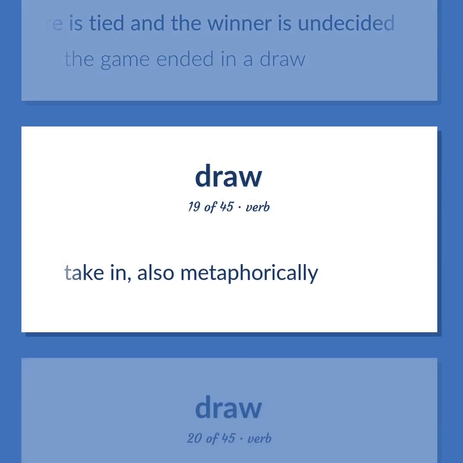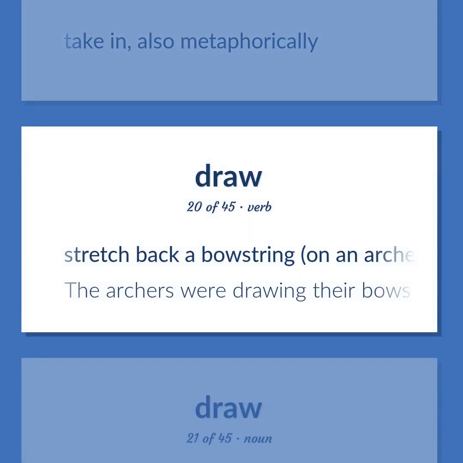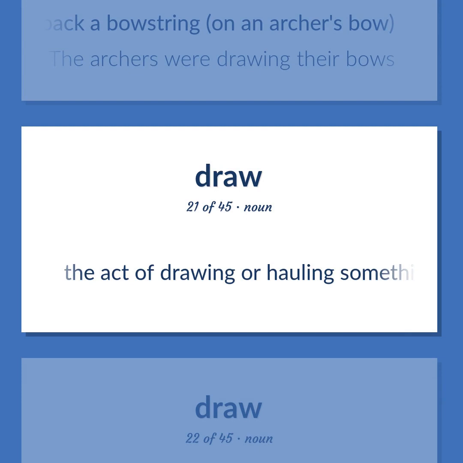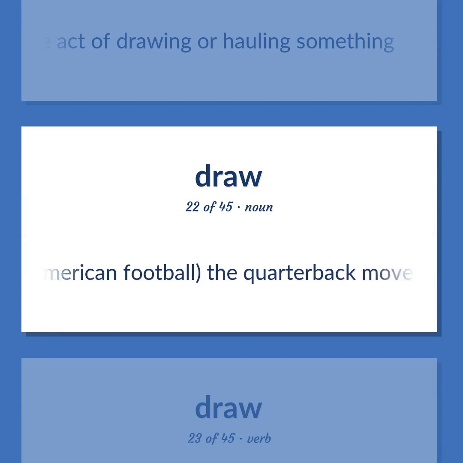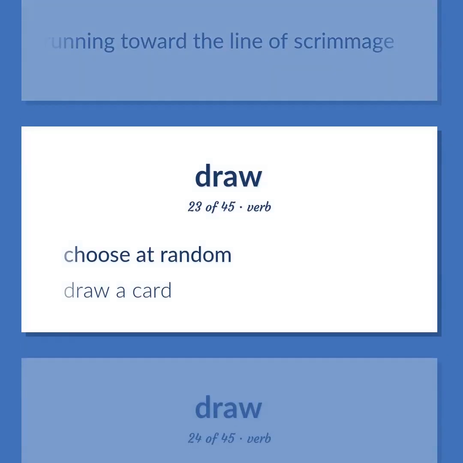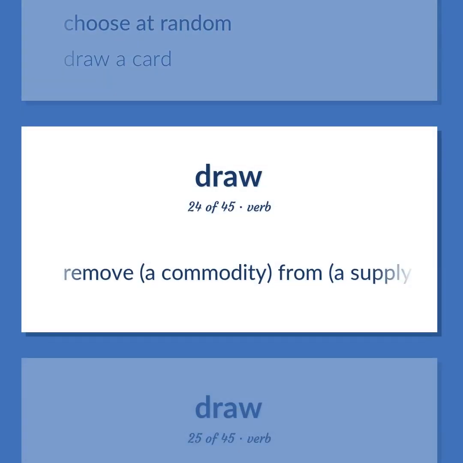Take in, also metaphorically. Stretch back a bowstring, on an archer's bow. The archers were drawing their bows. The act of drawing or hauling something. American football: the quarterback moves back as if to pass and then hands the ball to the fullback who is running toward the line of scrimmage. Choose at random. Draw a card. Remove a commodity from a supply source.